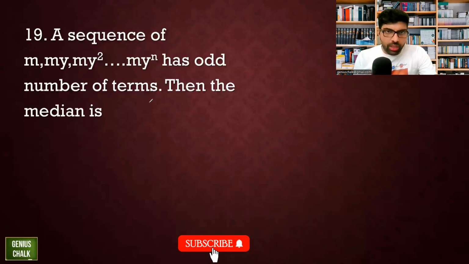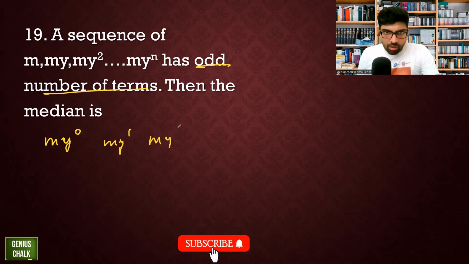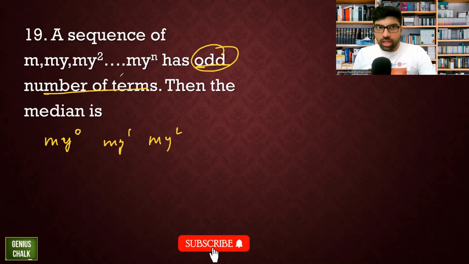Right, we have the next question. A sequence of m, m y, m y square, m y cube, and so on up to m y to the power n has an odd number of terms, then the median is. So can I write it as m y to the power 0, m y to the power 1, m y square? Now, these are not having the same difference. These are having the same multiplying factor.